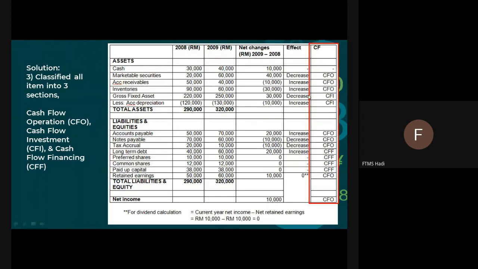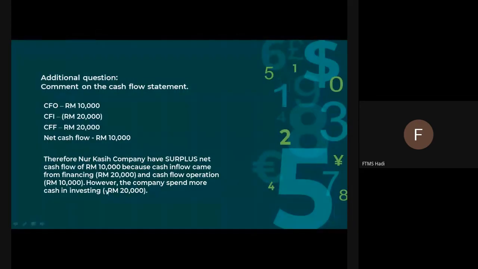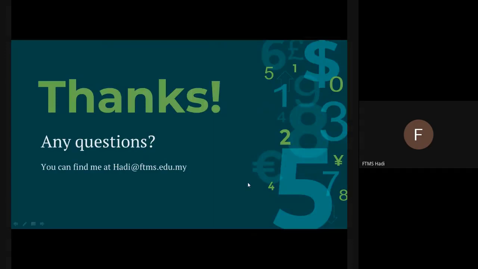Okay, and then you need to identify which part, CFO, CFI or CFF. CFO is cash flow from operations, CFI is cash flow from investing, CFF is cash flow from financing. Dividend paid. Okay, and then construct this one. All right, so you can have a look at that later. Cash beginning means the last year, and cash ending means the current year. Okay, and then these are some comments. Later on, you will see.